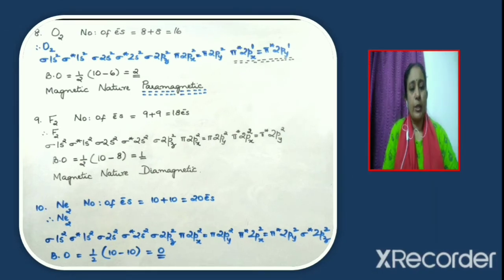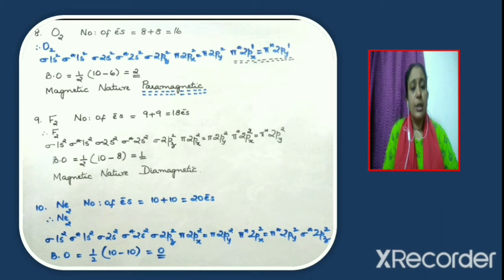Consider fluorine molecule F2. Total number of electrons is equal to 18. So, the electronic configuration will be sigma 1s2, sigma star 1s2, sigma 2s2, sigma star 2s2, sigma 2pz2, pi 2px2 equal pi 2py2, pi star 2px2 equal pi star 2py2. And what is bond order equal to? 1. We know that a single bond exists between the two fluorine atoms present in fluorine molecule. And what is the magnetic nature? It is diamagnetic since unpaired electrons are not present.